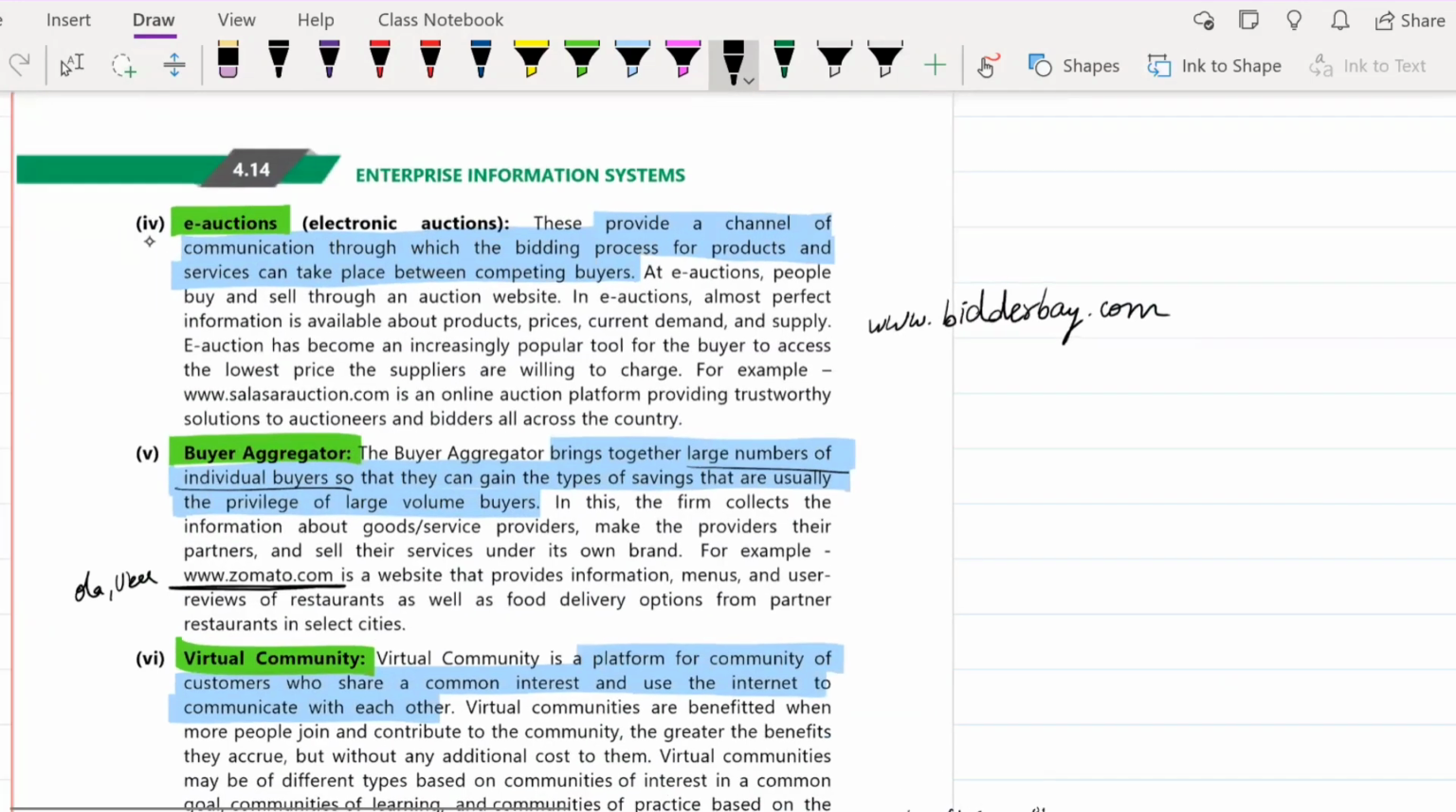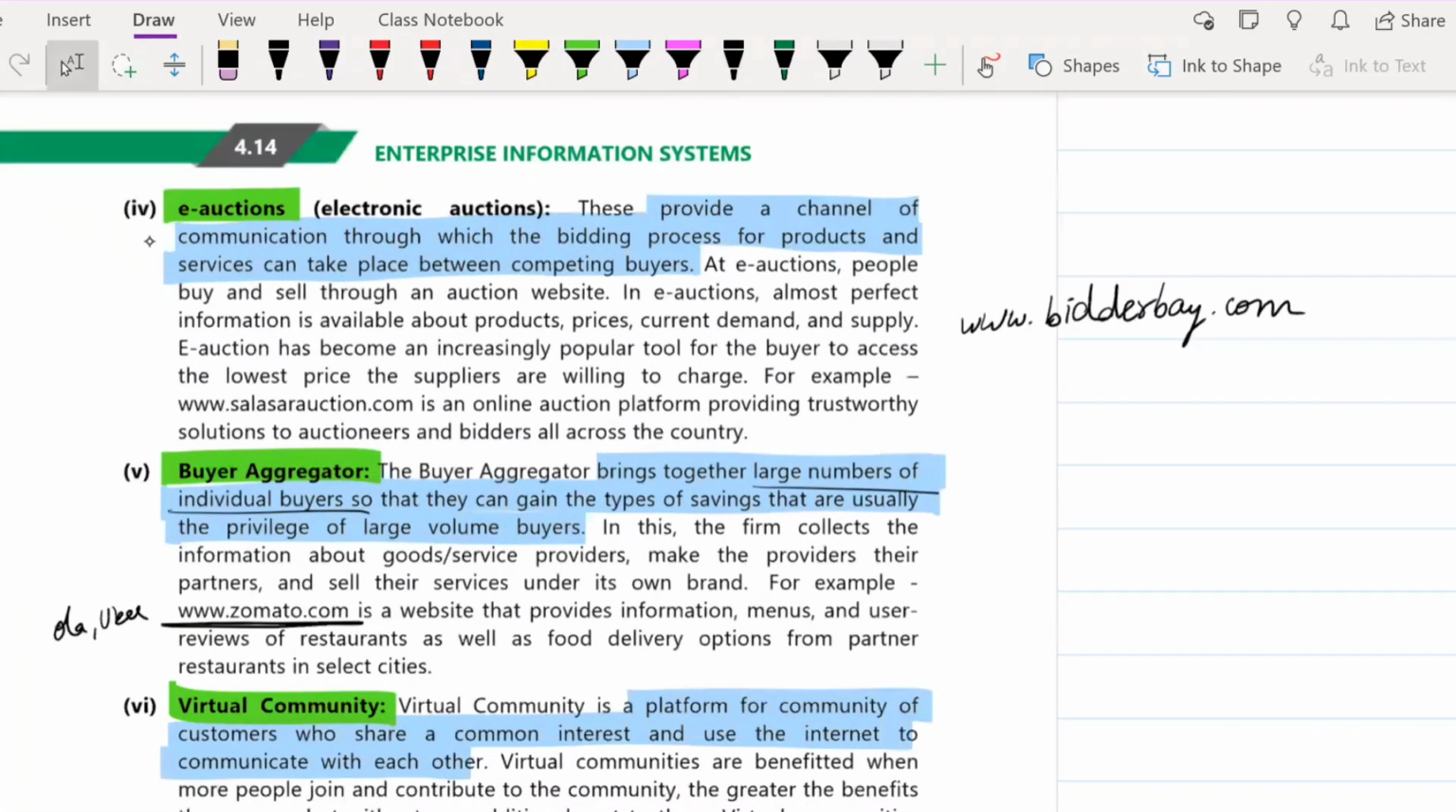Next you have e-auctions. E-auctions means there will be people who want to sell their product on that website or e-auction platform, and they will put up a price. Other buyers who want to buy that product will try to bid for it. There will be competing buyers bidding for that product, and the seller picks whichever bid they like.